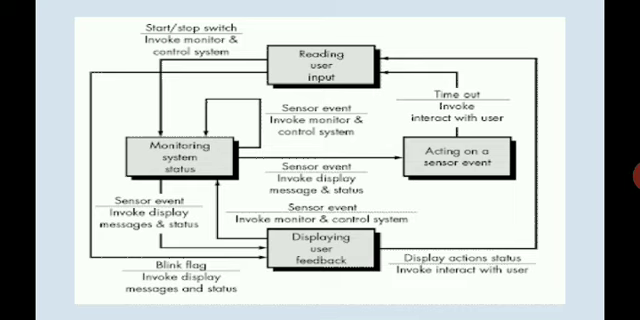See, the monitoring system status leads to the monitoring system status by invoking a monitor and control system sensor event, right? Then if I invoke a display message and status, then this will go to acting on the sensor event. So this is how the control is flowing from one basic block to the other basic block, as shown in this diagram. You can take any simpler example if you like. Say if you want to take the business flow of a company business model, you can also take that. Any example of your choice.